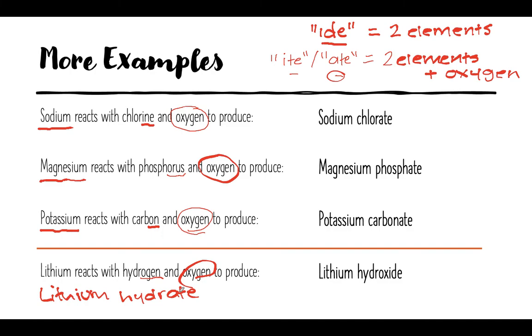So the rule is, if the ending is ITE or ATE, there is oxygen present. And if it ends in "ide", there are 2 elements. The exception to this rule is hydroxide. Hydroxide contains hydrogen and oxygen.